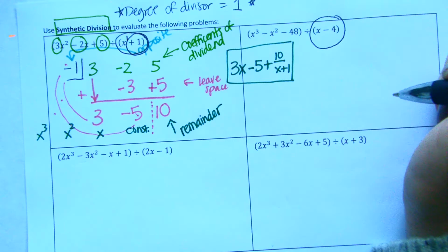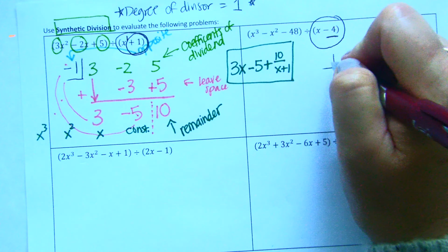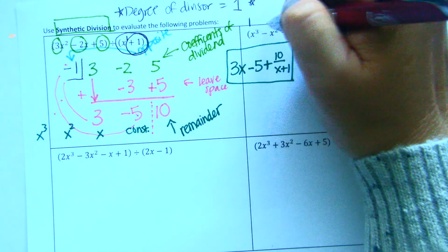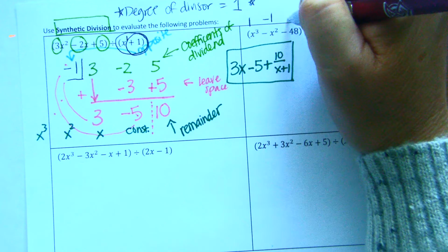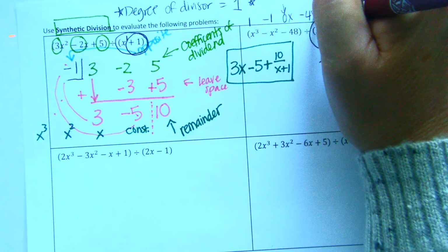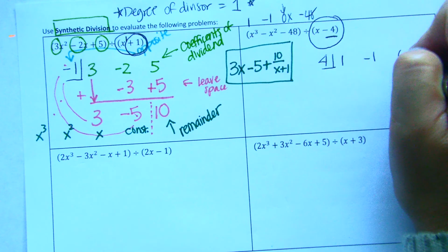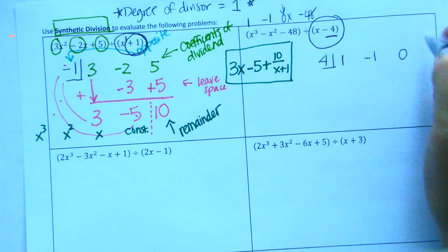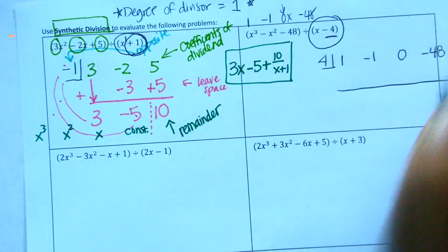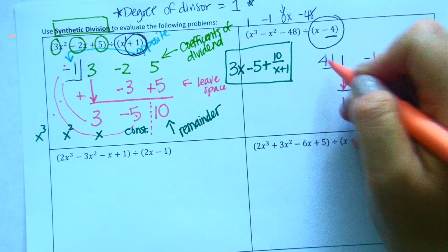The opposite of this -4 is what goes in here, which is a +4. And then I'm going to do my coefficients. This is a 1. This is a -1. There's no x, so you would use 0. So I would have a 1, a -1, a 0 because there's no x, and then -48. Leave some space. First number comes down, and then we're going to multiply.